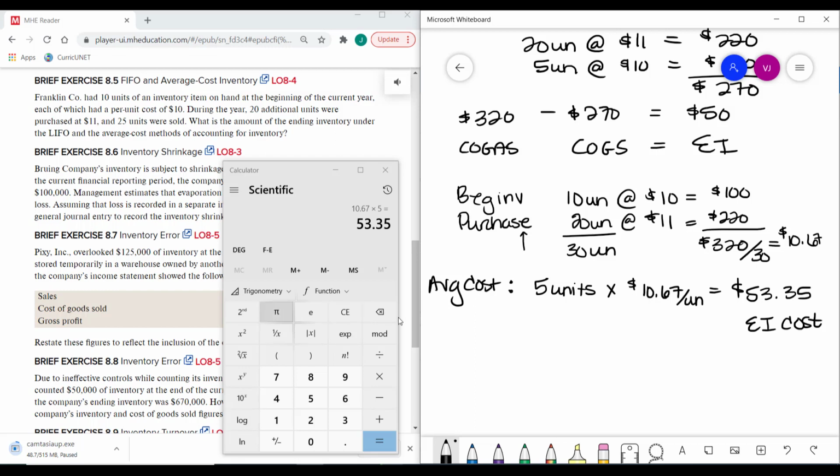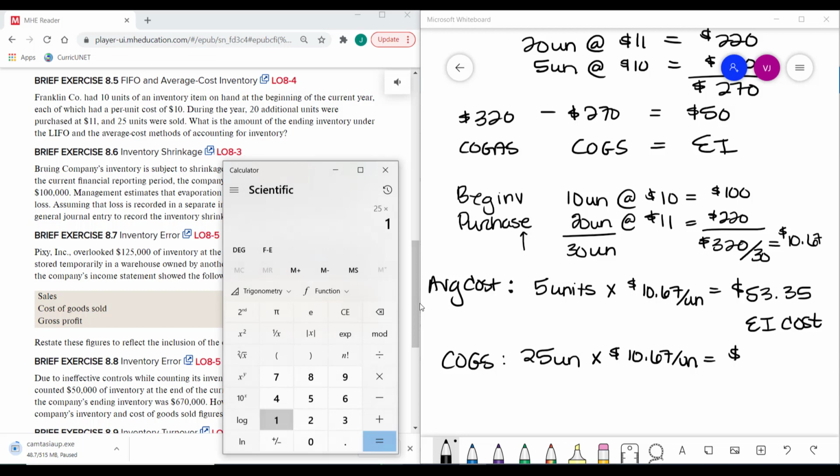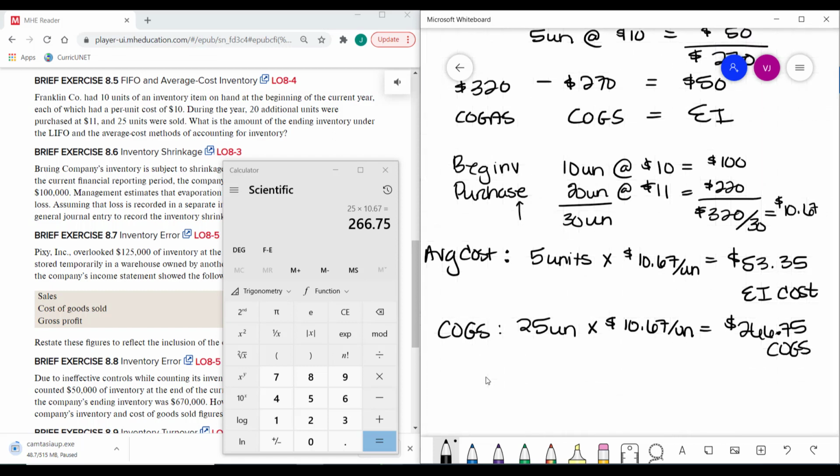Okay? Another way, once again, you could have found your cost of goods sold using this method. Take the 25 units, times the average cost per unit. Take 25 times 10.67. That's $266.75. And that would be cost of goods sold. Let me scroll up here. We might have a slight rounding error.